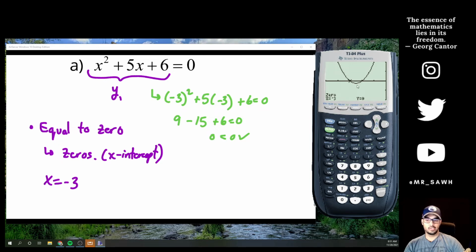Unfortunately, I have to do this twice every time because in this case I have two separate x-intercepts. So again, I'm going to deal with the right one now. My cursor has to be on the right side of that intercept, so hit enter.